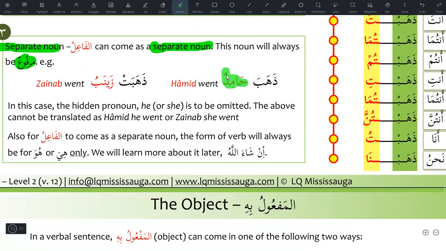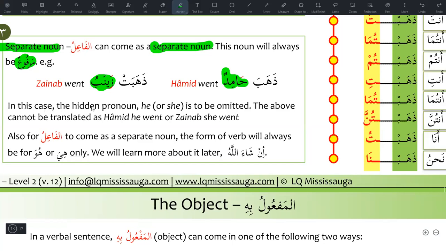Jumlatul fi'liyya, starting with a verb, zahaba, and Hamidun is the fa'il here, the subject here. So Hamid is a noun, a separate noun. Zahabat Zainabu, Zainab went. So Zainab is a fa'il here. These are the 3 ways that a subject or fa'il comes in a sentence.